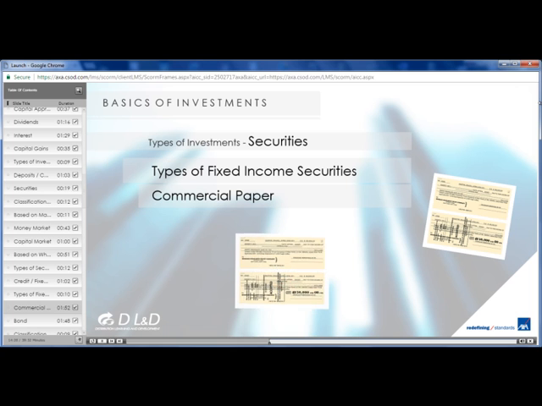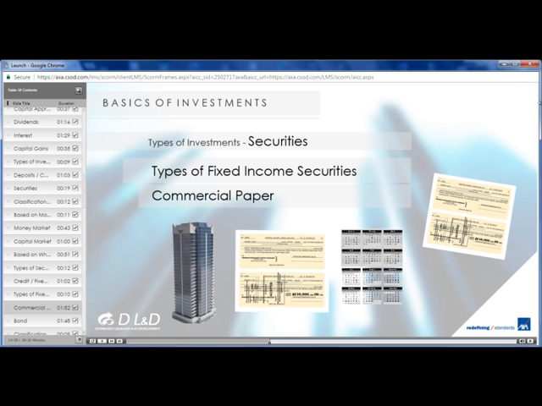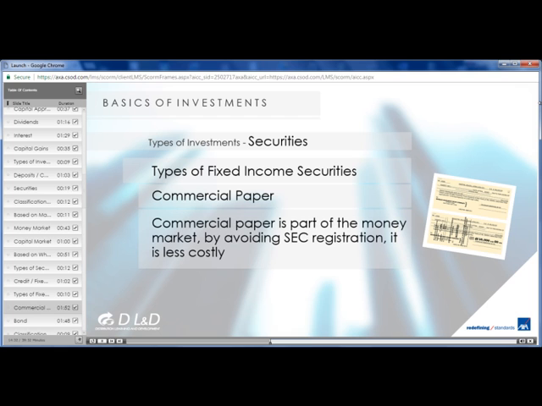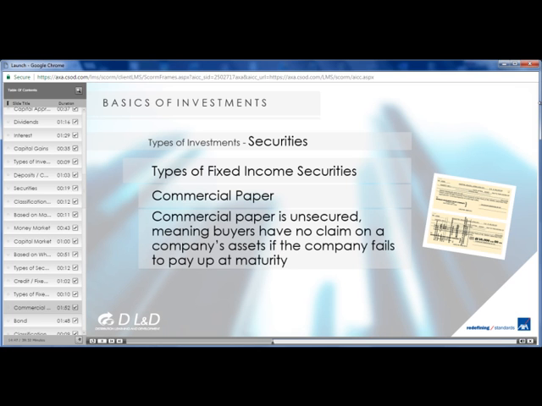Most commercial paper matures in 1 to 6 months, and some mature up to 9 months. Commercial paper is part of the money market. By avoiding SEC registration, it is less costly. By issuing commercial papers for short-term funds, companies avoid the time and cost of applying for business loans as well as SEC registration. Commercial paper is unsecured, meaning buyers have no claim on a company's assets if the company fails to pay up at maturity.